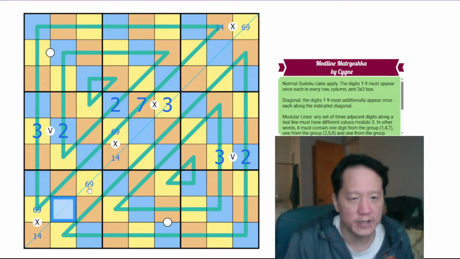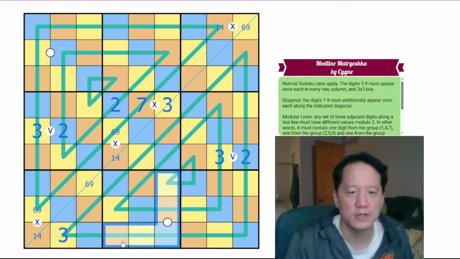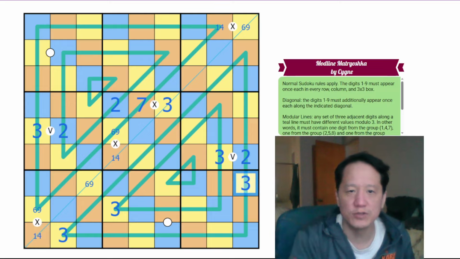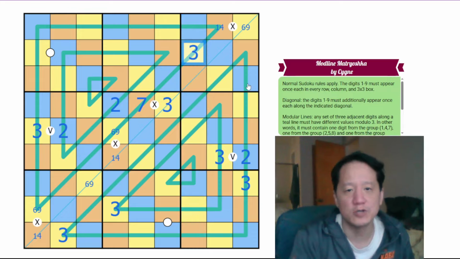So where is the 3 in this lower left-hand box? It must be here. That leaves that as 3, which eliminates 3 here and 3 here in the central lower central box, which leaves that as a 3 there. Where is 3 then in row 7? Cannot be these two because of 3 in the boxes, so this must be 3. Where does that leave 3 in column 7? Cannot be either of these, so this must be 3 here.